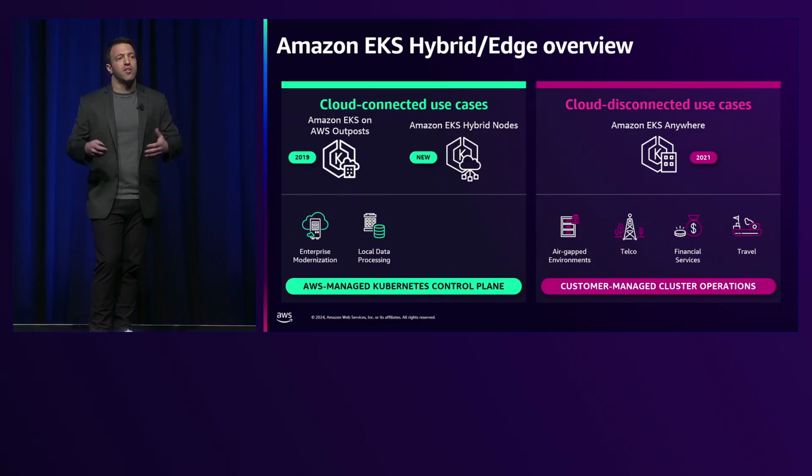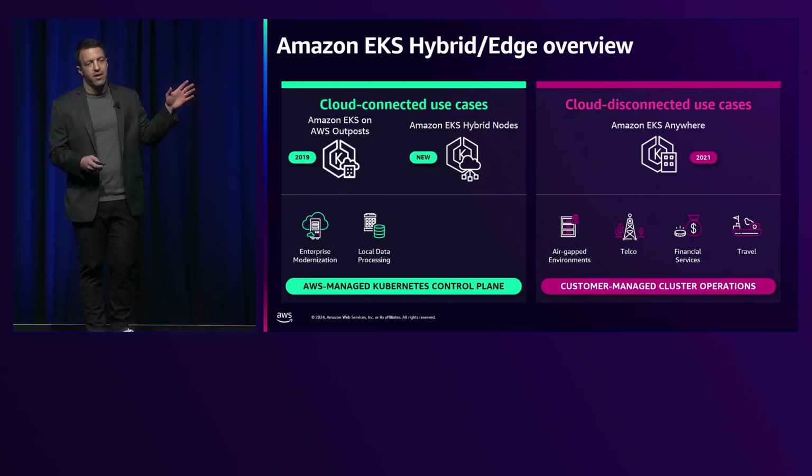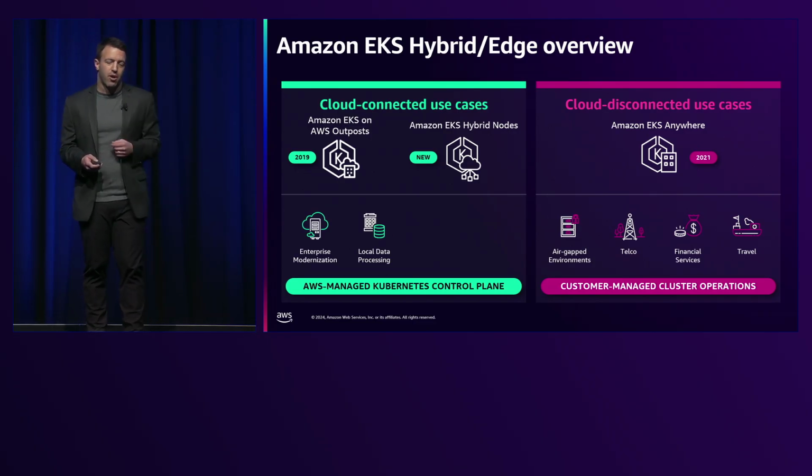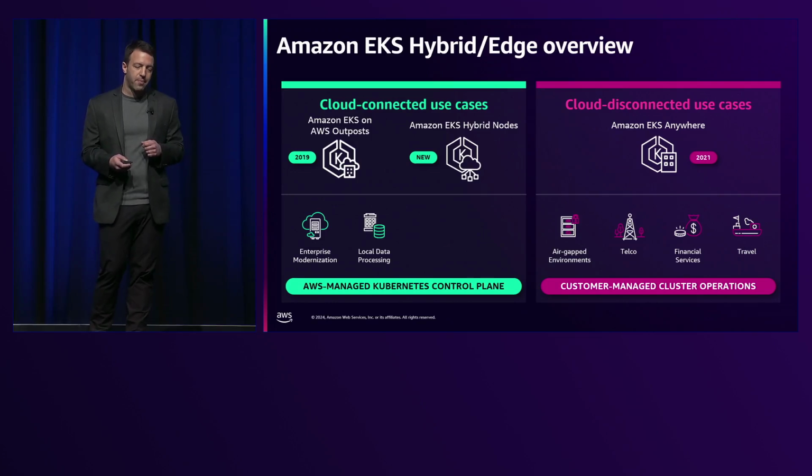EKS Hybrid Nodes creates a more consistent operating experience between running EKS in the cloud and running on-prem. And with hybrid nodes, we take on the operational responsibility for managing the Kubernetes control plane while allowing you to continue running your workloads on-prem, taking advantage of that on-prem hardware investment you've already made.